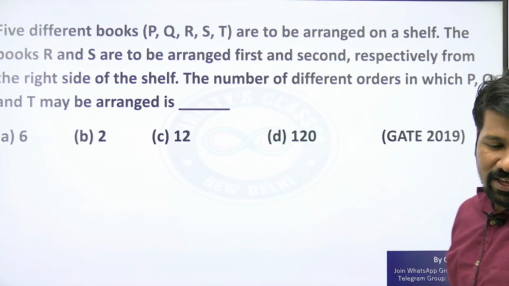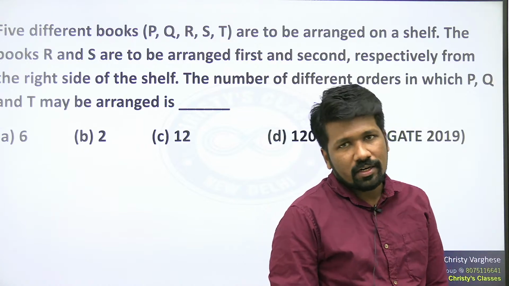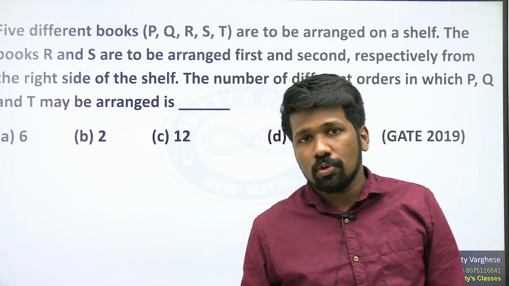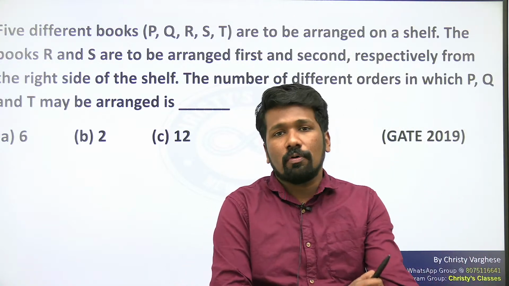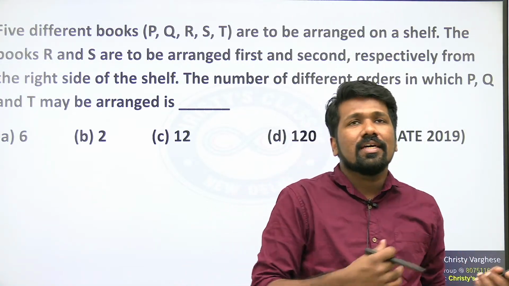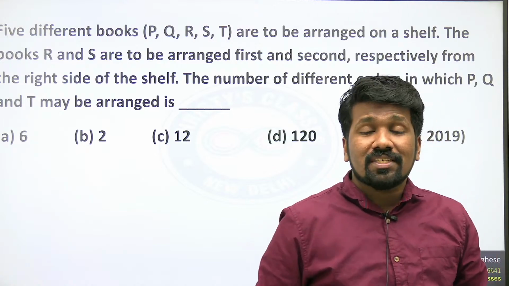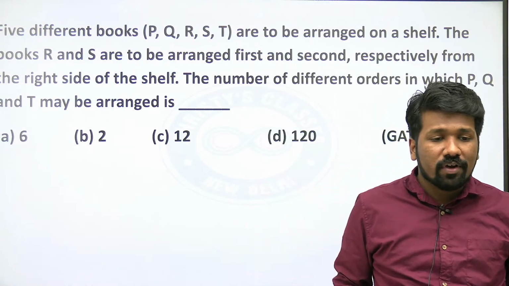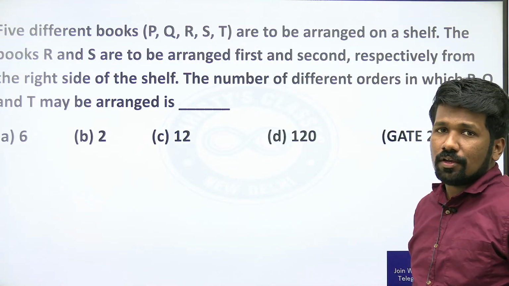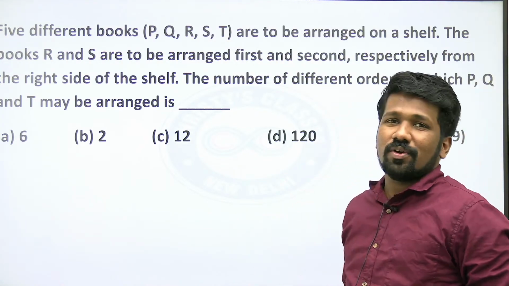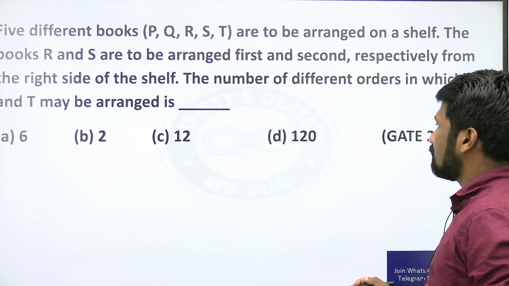Here, any question actually can be done by basic counting, by permutation combination formula, or by the fundamental principle of counting. So the idea is, in a particular question, which is faster and more effective, that you have to choose. Here you can use the basic fundamental principle of counting itself, or basic counting also. I will show you both the ways.